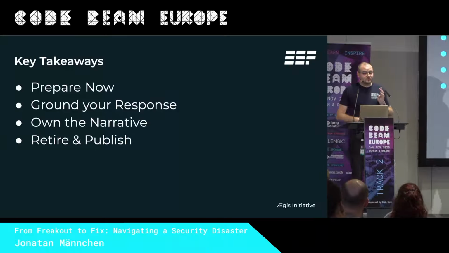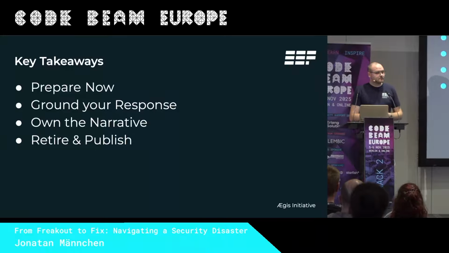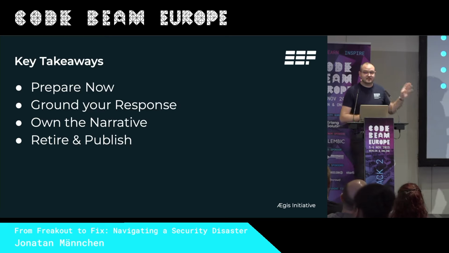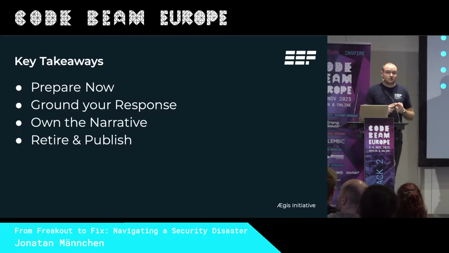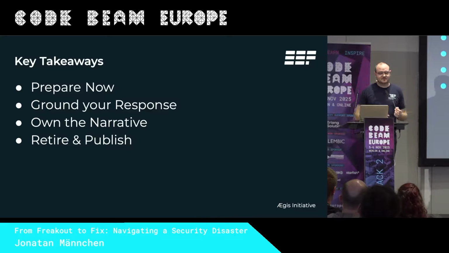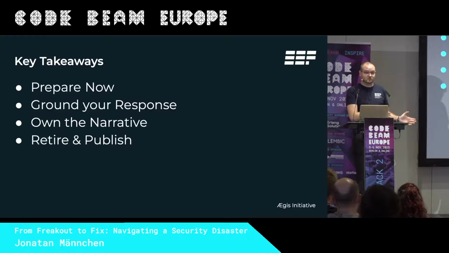Let's wrap up with 4 key takeaways. First, prepare by setting up a security policy for all your open source projects. If you only take one single thing from this talk, please let it be this one, because when an incident comes, having a clear process already in place will make everything else survivable. Second, ground your response. Methodically assess severity, scope, and visibility before every move to avoid over or underreacting.